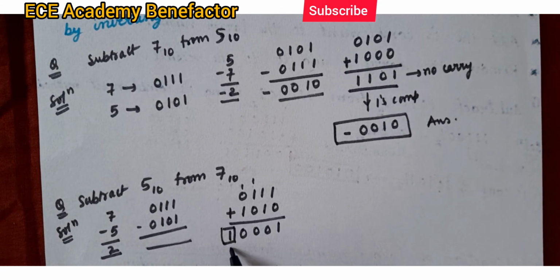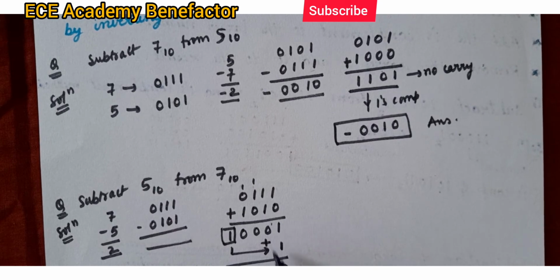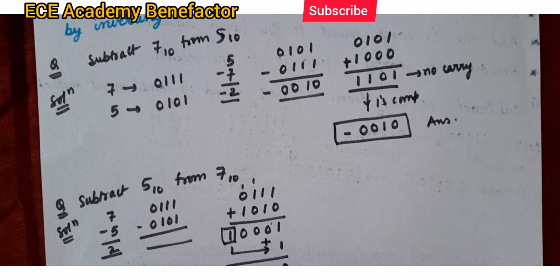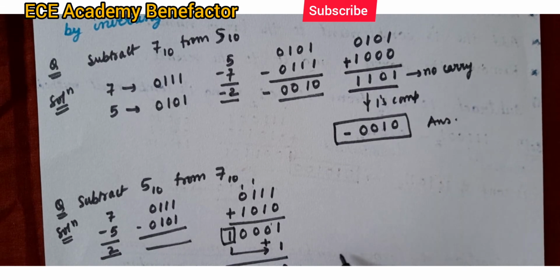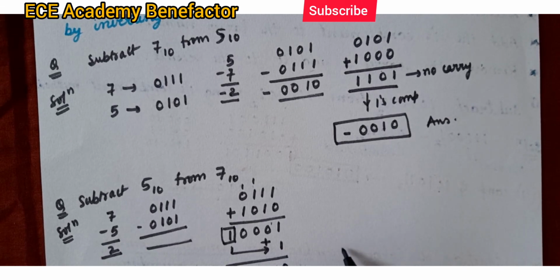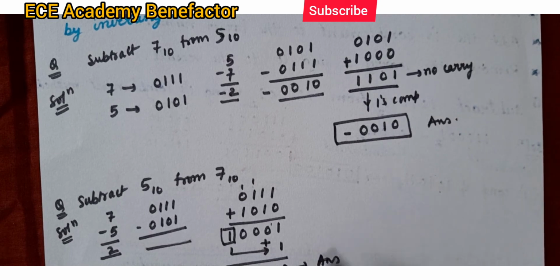What do you have to do with this extra carry? You have to add this one here. So, 1 plus 1 is 0, carry is 1, 0 plus 1 is 1, then 00. So, what is the answer? The answer is 0010, that is in decimal it is 2.